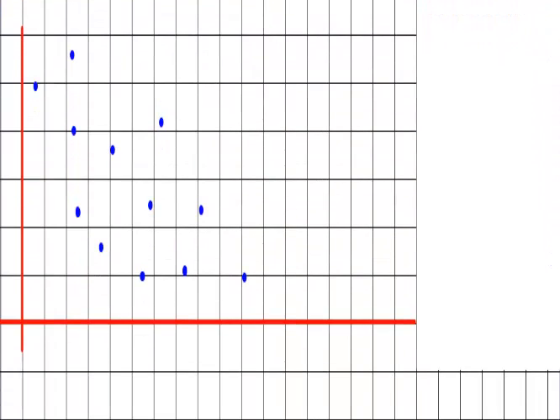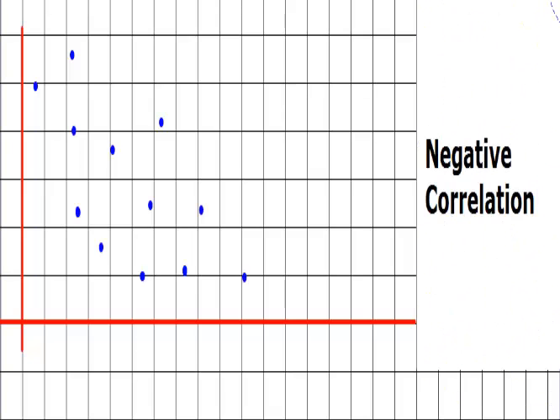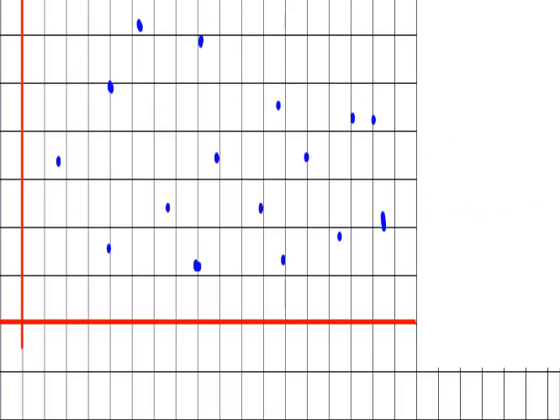This one? Is the line rising or falling? Falling, so is its slope positive or negative? So it's a negative correlation. Everybody good? All right, and then the last type.